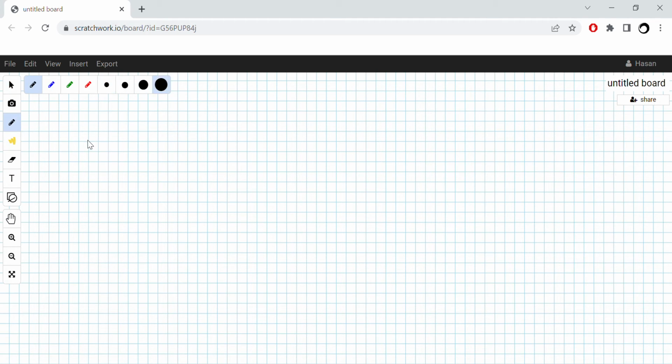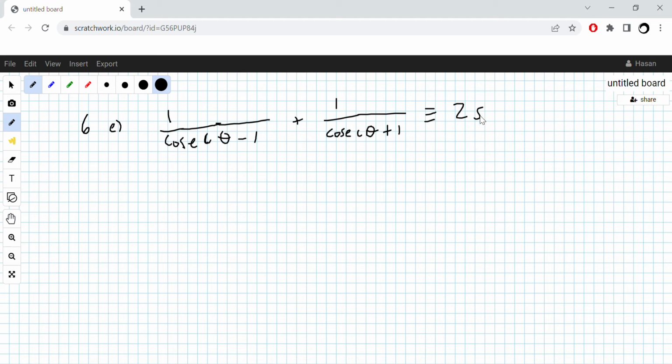For question 6e, we have the equation 1 over cosec theta minus 1 plus 1 over cosec theta plus 1 is equal to 2 sec x tan x.